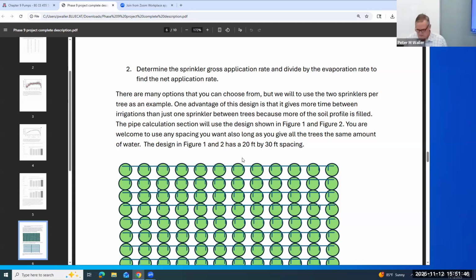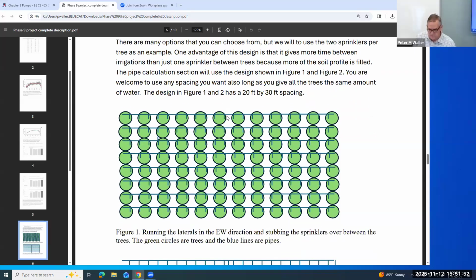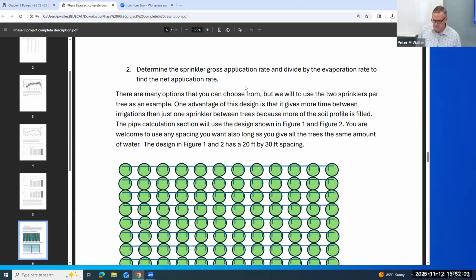And so anyway, here is one possible design for the sprinkler system where we have 2 sprinklers per tree and we have laterals going this way. Okay. So remember, the trees are 40 feet apart this way, 30 feet apart this way. So this is a 20-foot by 30-foot spacing. That's the important thing now, because all we're doing is we're calculating the application rate and we're just going to use an equation based on spacing.